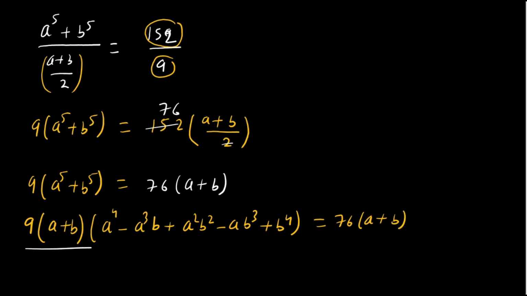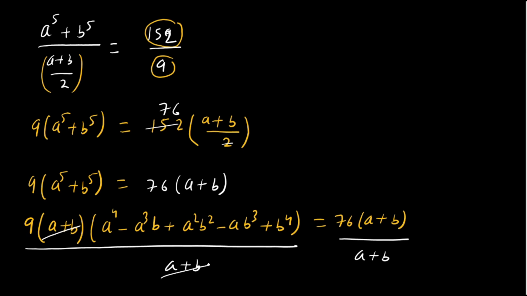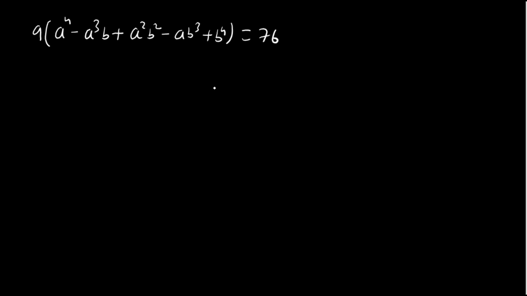If we divide both sides by a plus b, the a plus b on both sides cancel out. Then on the left hand side, 9 times (a⁴ − a³b + a²b² − ab³ + b⁴) is equal to 76.